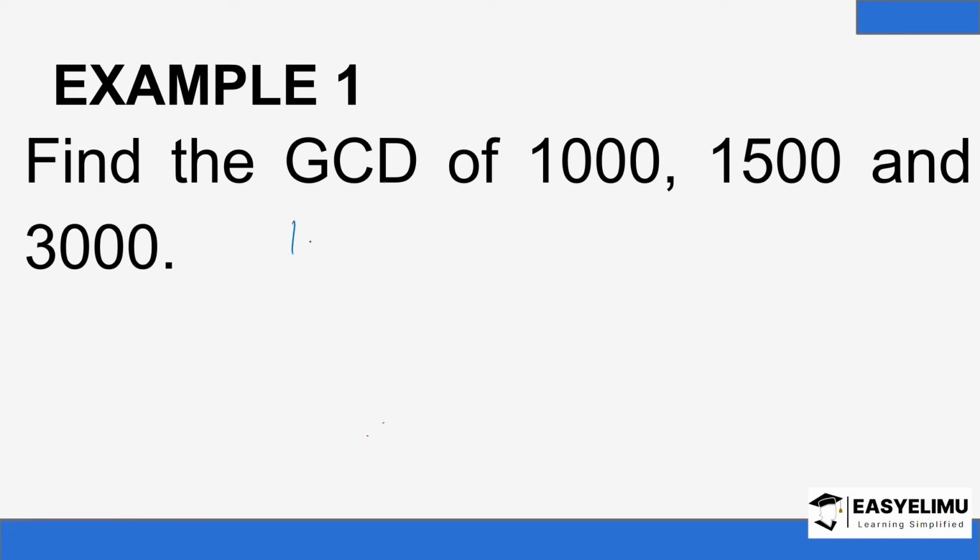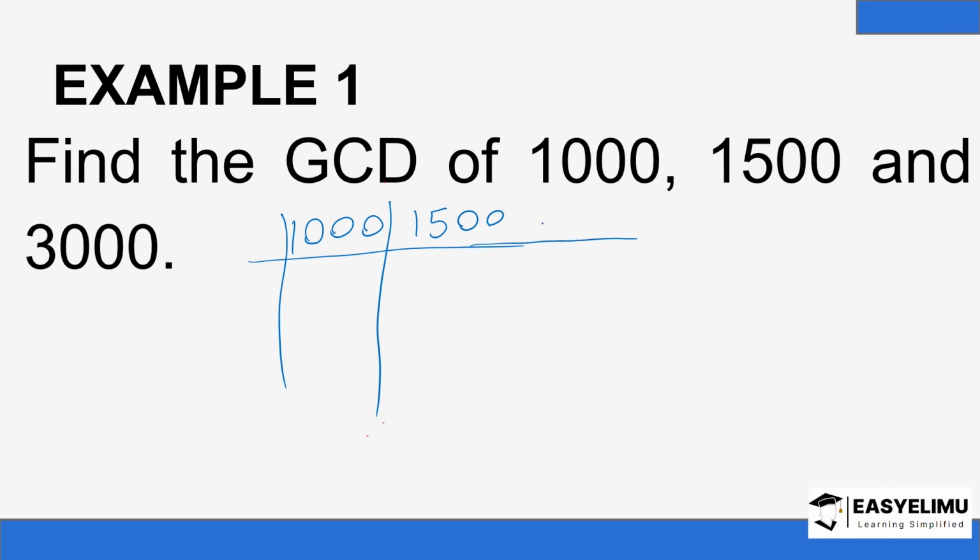So you have 1000, and then we have 1500, and then we have 3000. I want to find the greatest number that can divide the three numbers an exact number of times without leaving any remainder. So we start by just using the prime numbers. I'll start with 2.